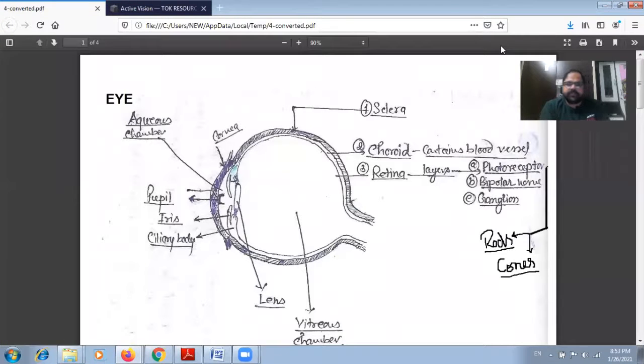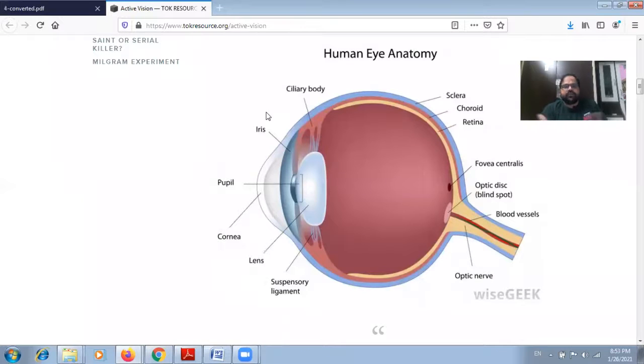Students, under the chapter Neural Control and Coordination, we will discuss here the human eye. By this figure, we can understand the structure of the human eye, and this is the longitudinal section of the human eye. We can see that the human eye is made up of three layers. The outer layer is called sclera, the middle is called choroid, and the inner is called retina. So all three layers make the human eye.